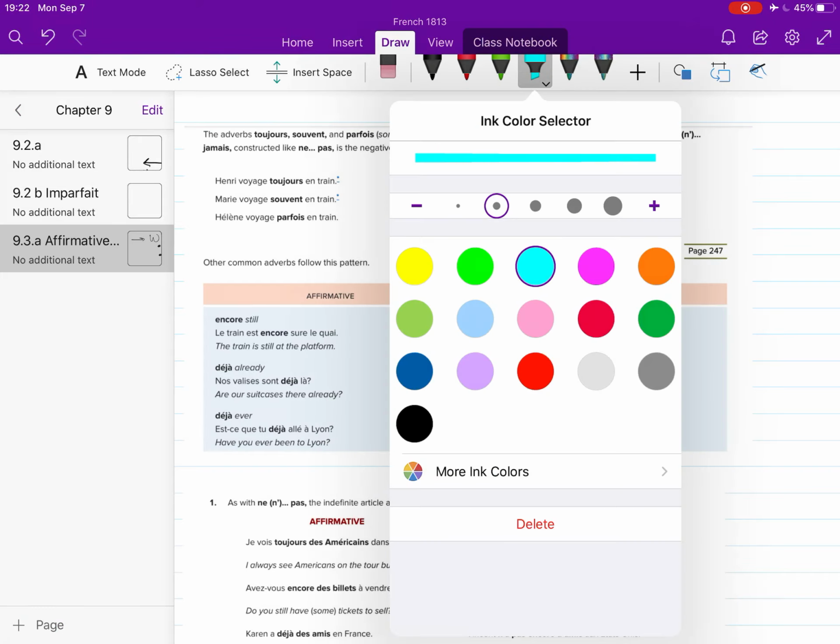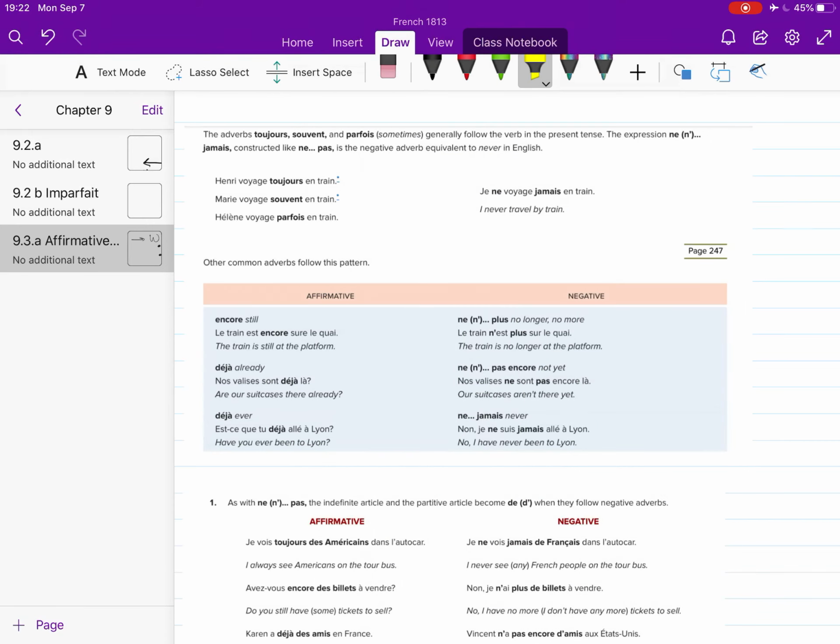We've talked already about some of these adverbs like toujours, souvent, and parfois. And we've talked about ne pas. Okay, so we've already reviewed that. And then we have this section right here. Okay, and that is these new affirmative and new negative ones that you probably have not encountered before.